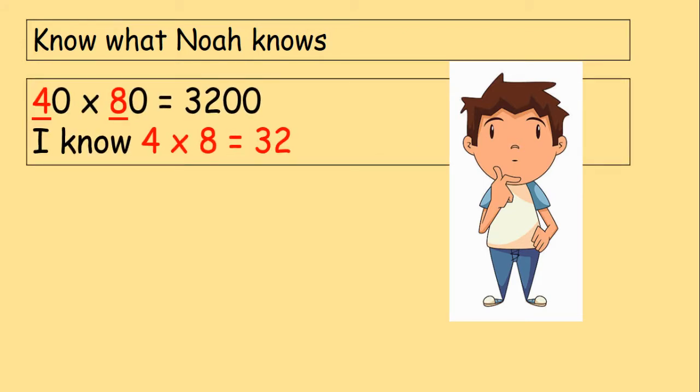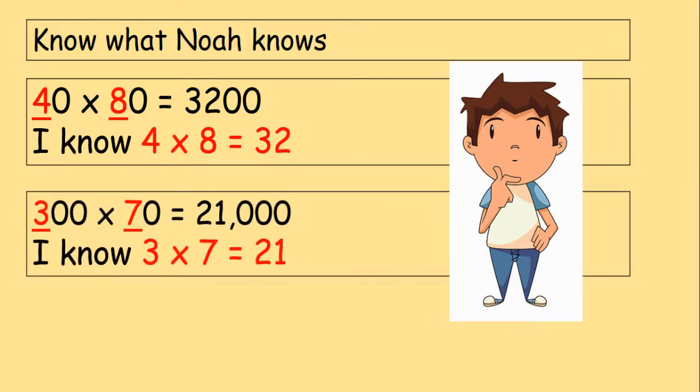Brilliant. I know that 4 times 8 equals 32, but my answer needs to be 100 times greater. So my answer would be 3,200. I know that 3 times 7 equals 21. I also know that my answer needs to be 1,000 times bigger. If I multiply 21 by 1,000, my answer will be 21,000.